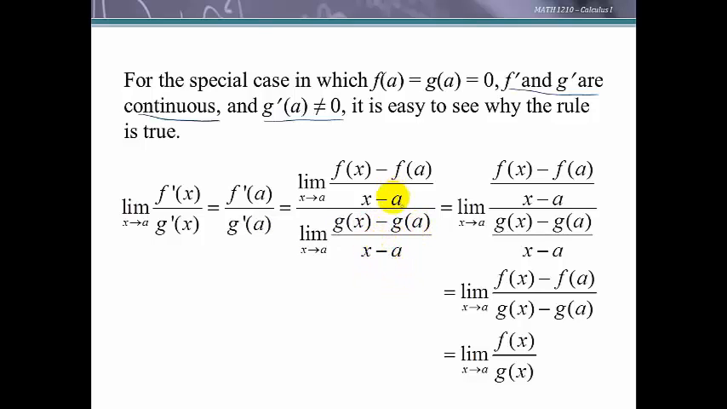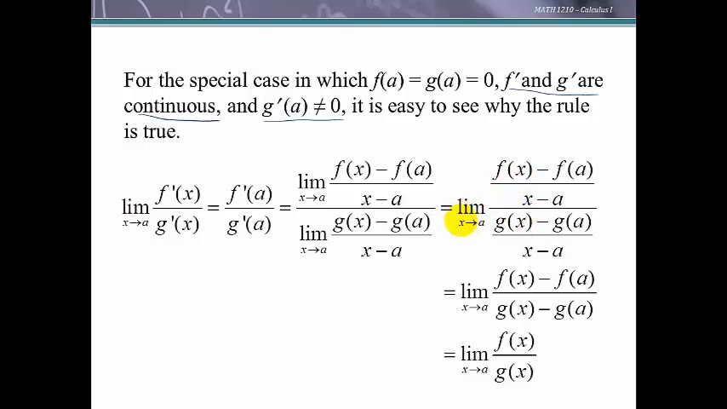Now we're going to use limit laws. We often have it in the other direction. We have the limit of a quotient equals the quotient of the limits. Well, we've got the quotient of the limits here, so we can say it equals the limit of the quotient. We can combine them under this one limit.